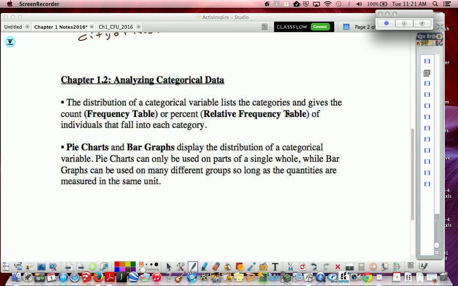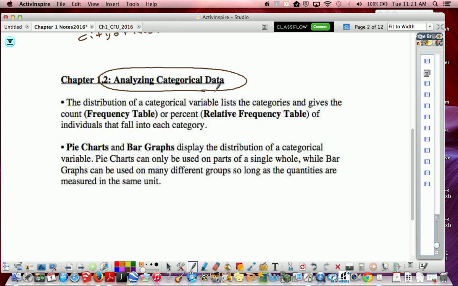So, we're going to talk about analyzing categorical data. That's all we're going to talk about. Okay? So we're going to focus on this one. In 1.3, then we're going to start to take a look at quantitative. And actually, 1.3, 1.4, 1.5, because quantitative, since it's numbers, has a lot more to it.